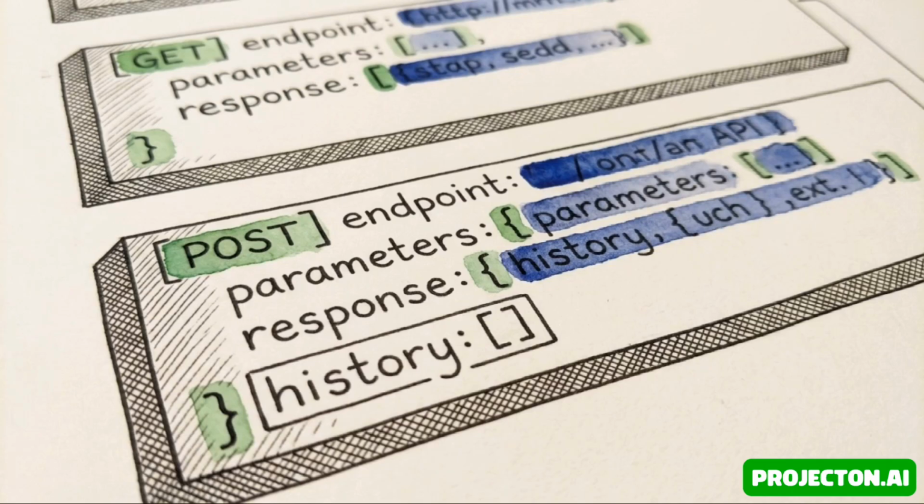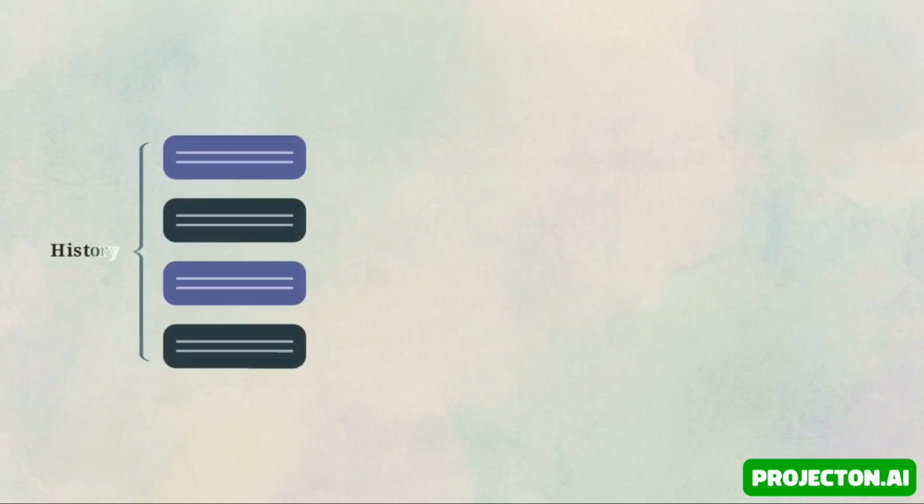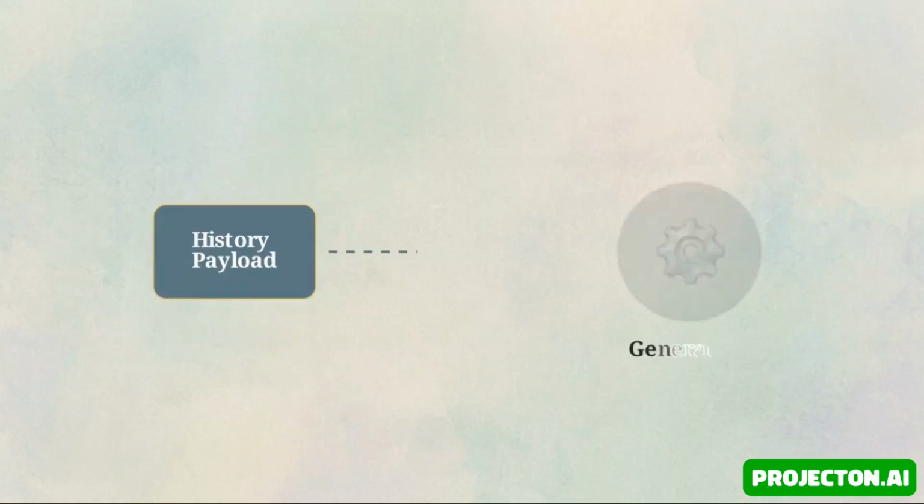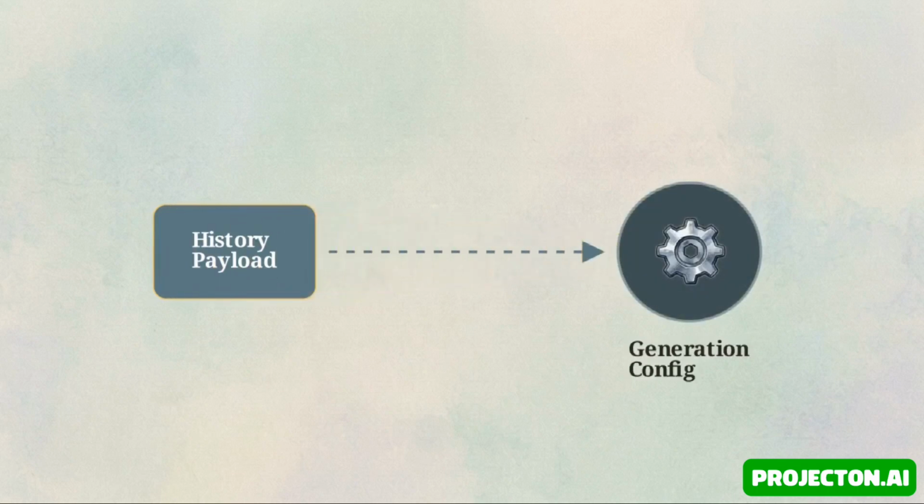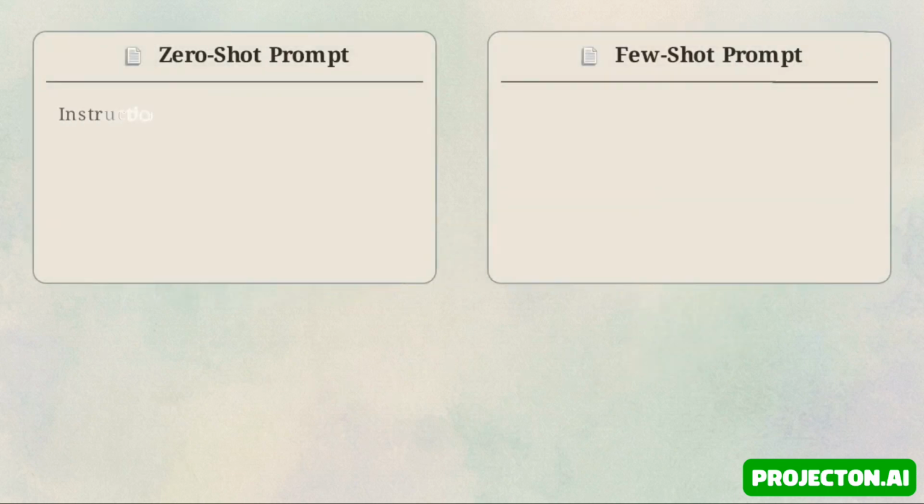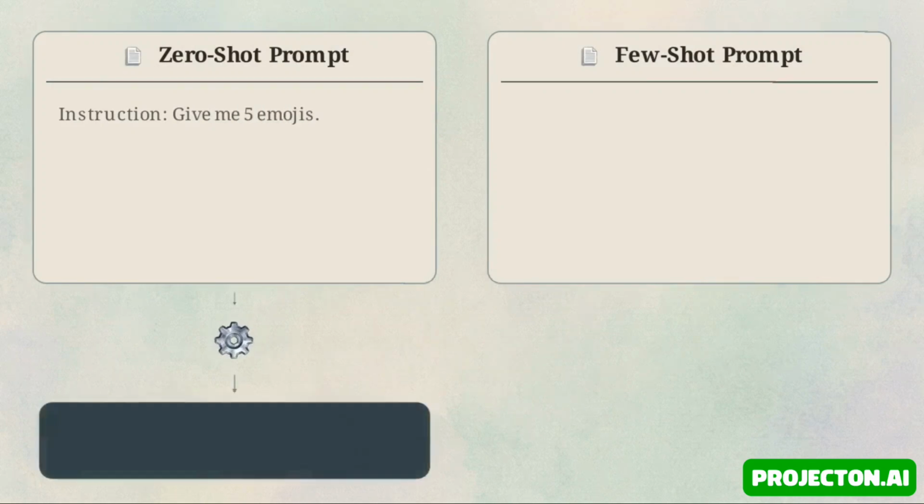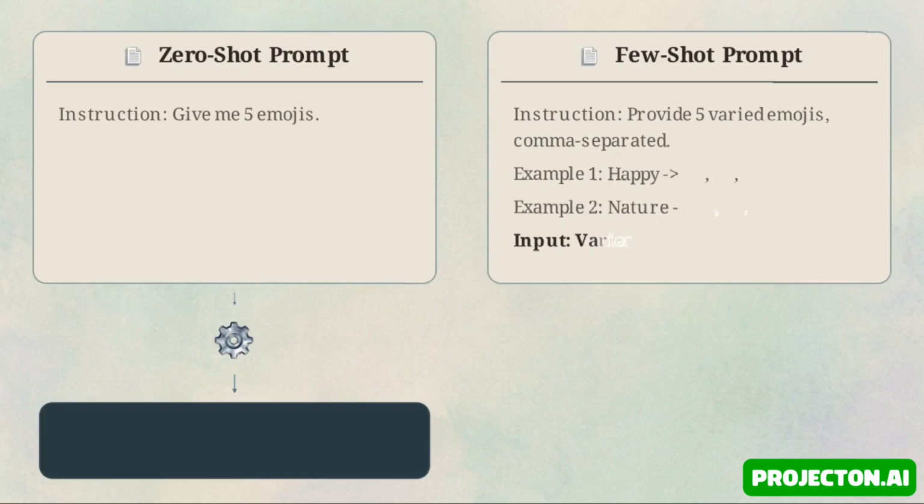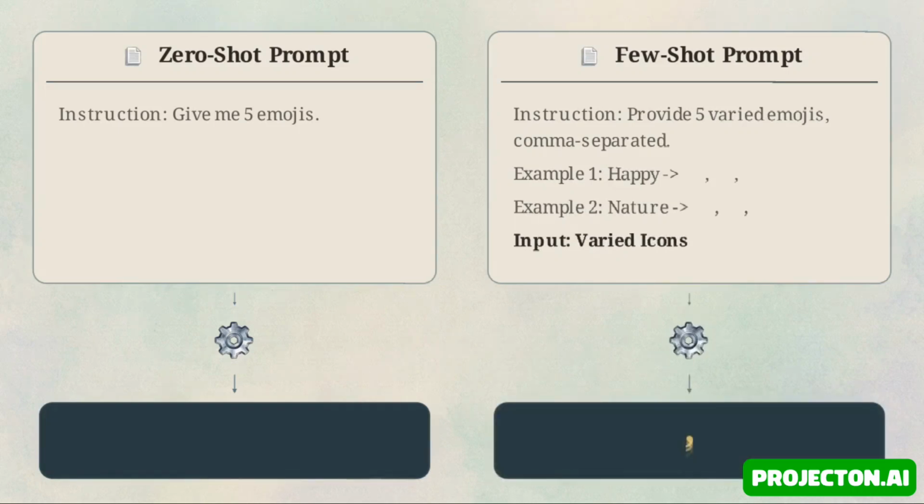Every request is treated as a completely independent event with no memory of what happened before. To maintain a conversation, developers must manually capture previous interaction history and inject it back into the generation configuration object with each new inference. This makes few-shot prompting a requirement. Without specific examples, a request for emojis might result in 5 identical copies.